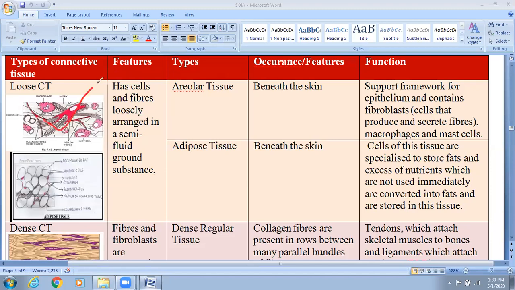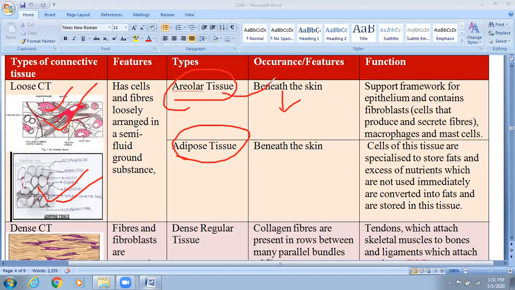This diagram was previously asked in the NEET examination for labeling. This is the macrophage cell, and they have given different types of fibers, collagen fiber and elastin fiber. In the next diagram you can see adipocytes, which belong to the adipose tissue, and the earlier figure belongs to the areolar tissue. For location, both are generally found beneath the skin, that is the subcutaneous layer.